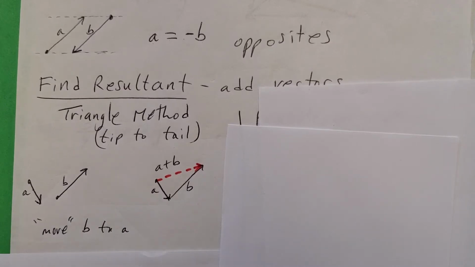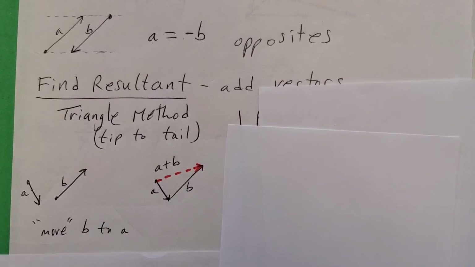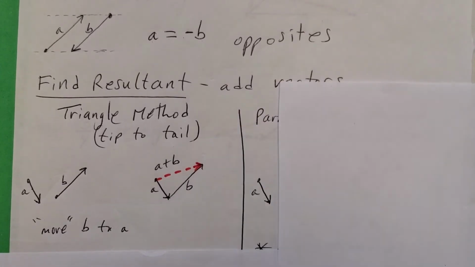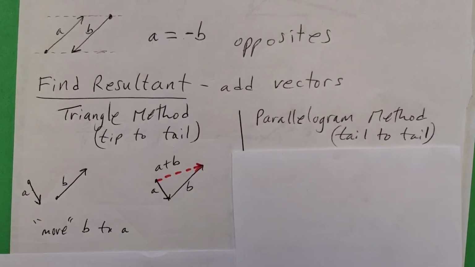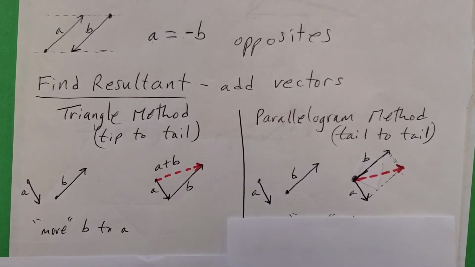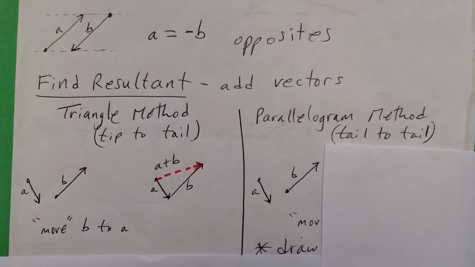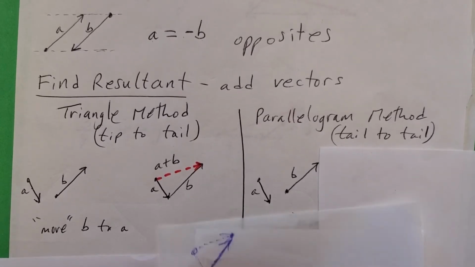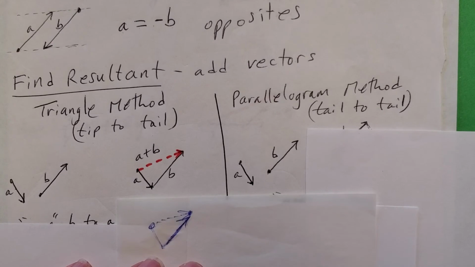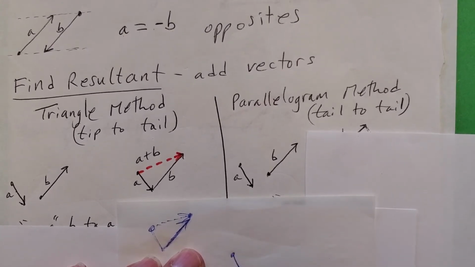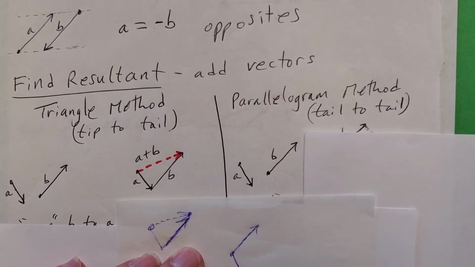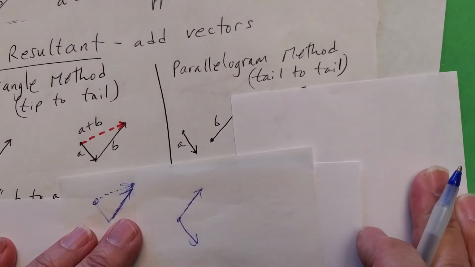Okay, this is the one that most people do when they do drawing of the resultant. There's another way of doing it. It's called the parallelogram method. That's tail to tail, and you're going to end up with a parallelogram, right? So let me cover that up first. So here's A, same vectors as before. Here's A, and then B, you got to copy them exactly the way they are. There's B, right? Now, this is tail to tail.